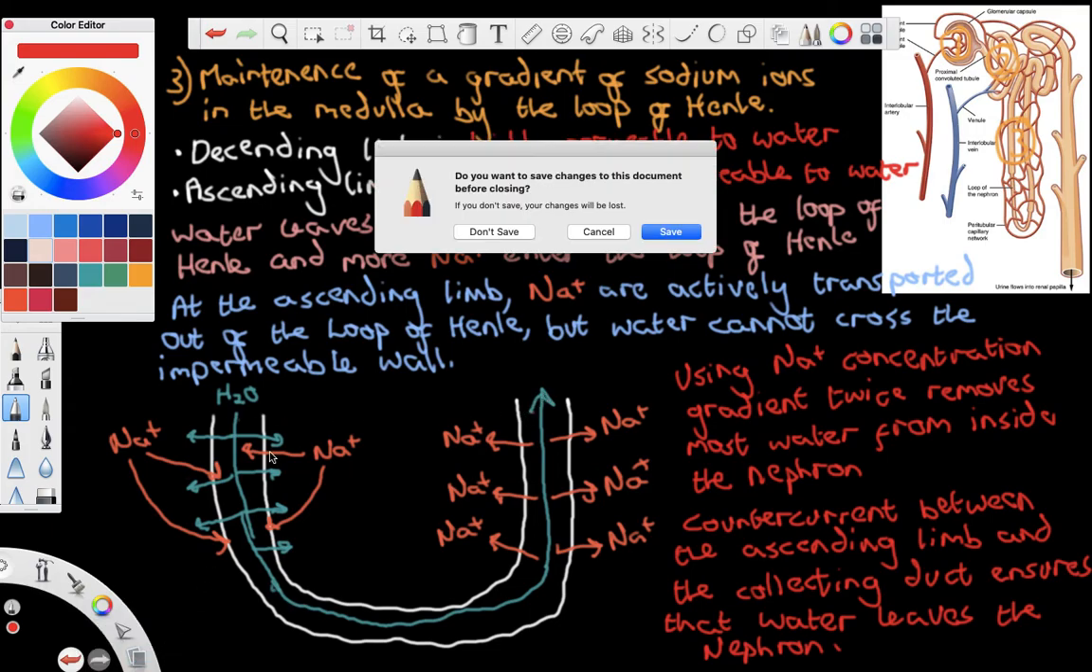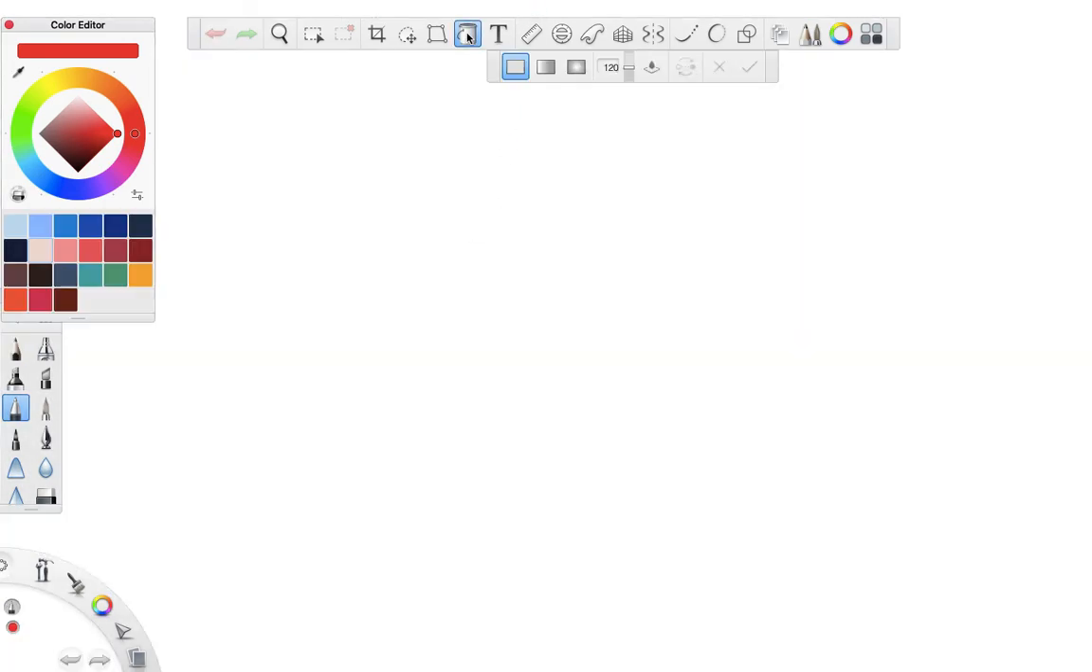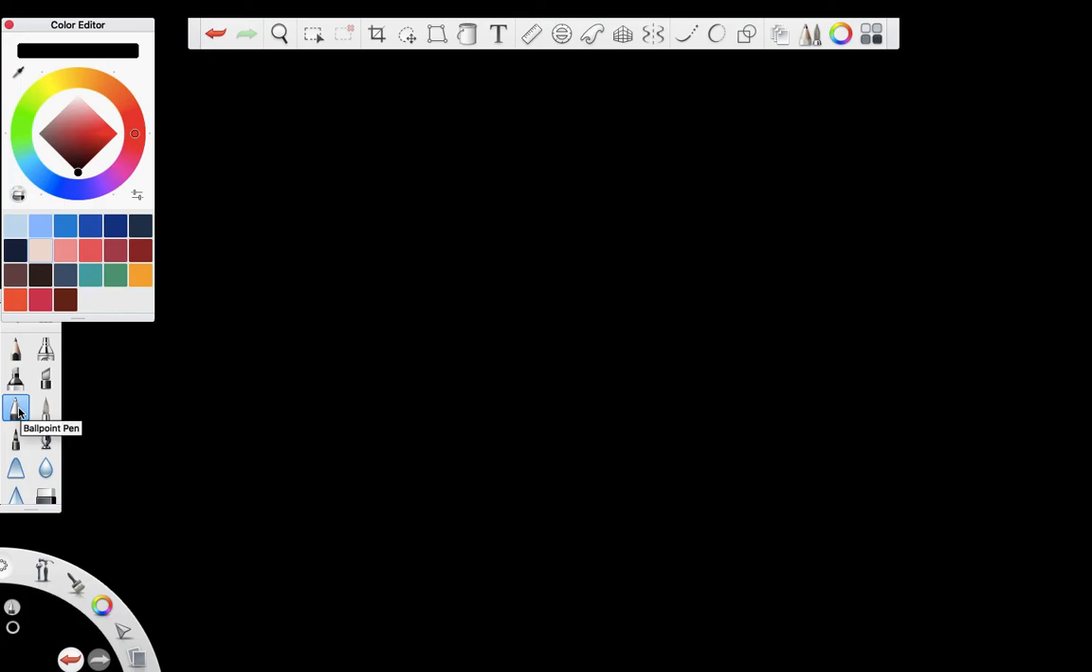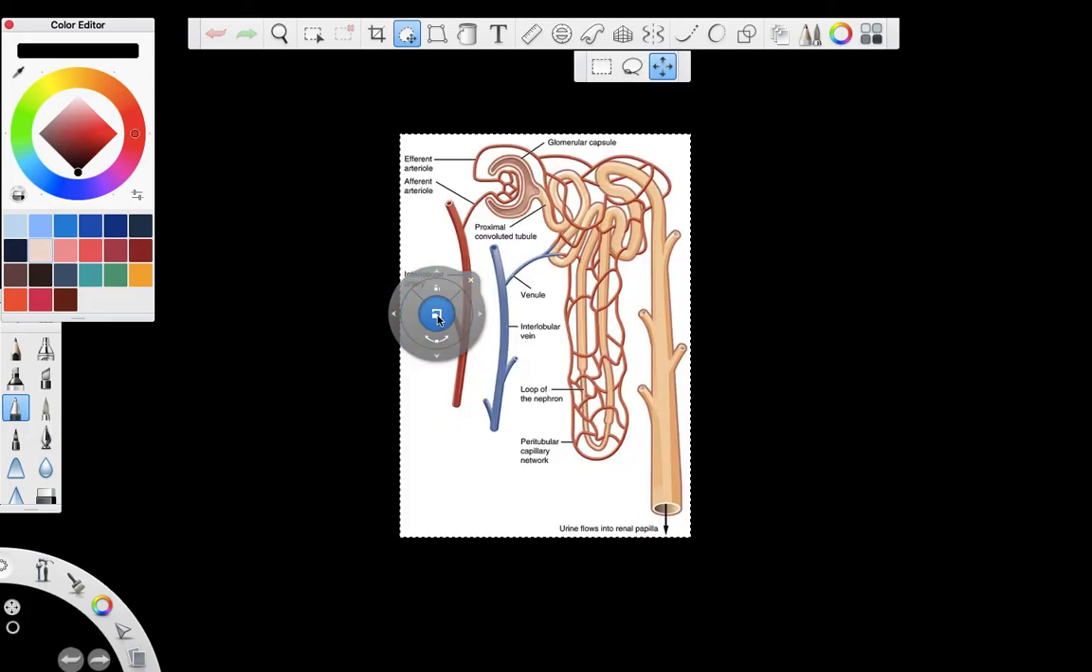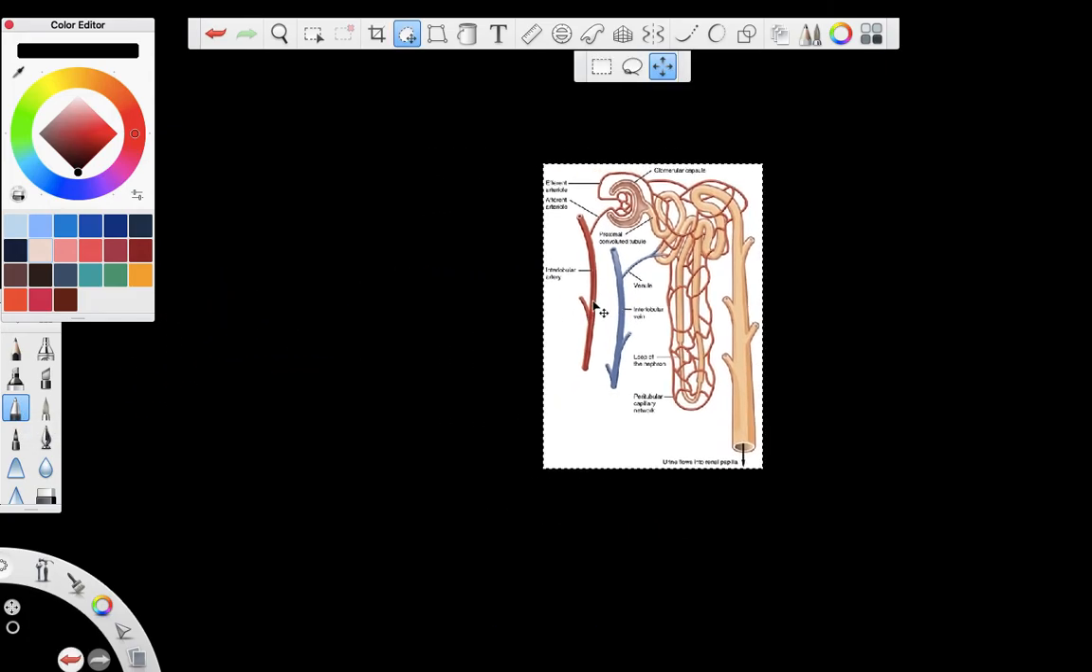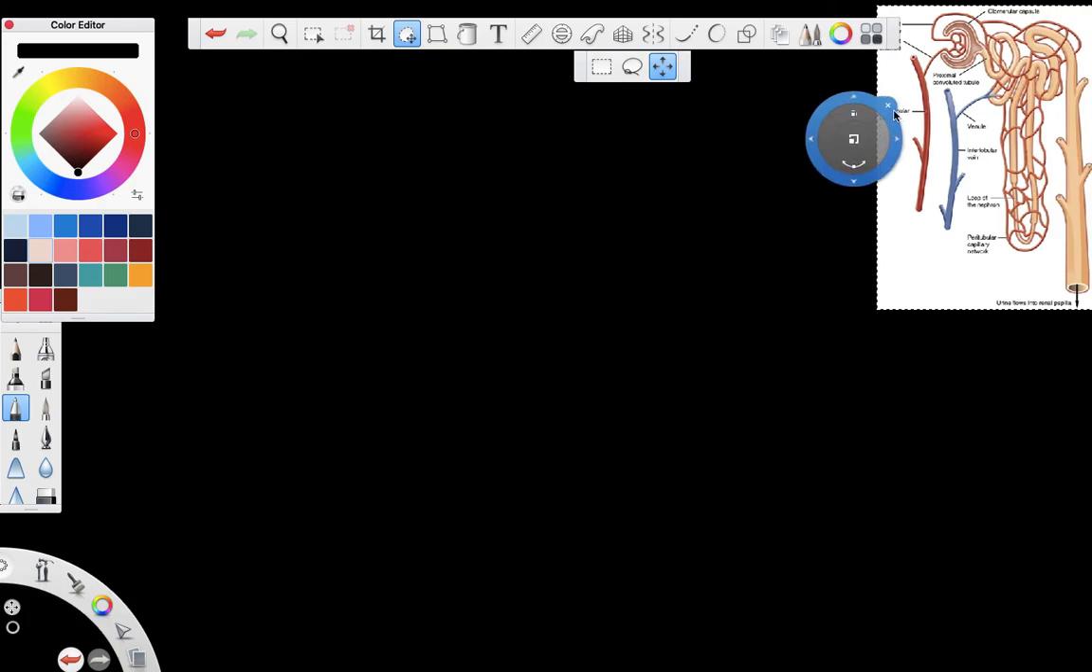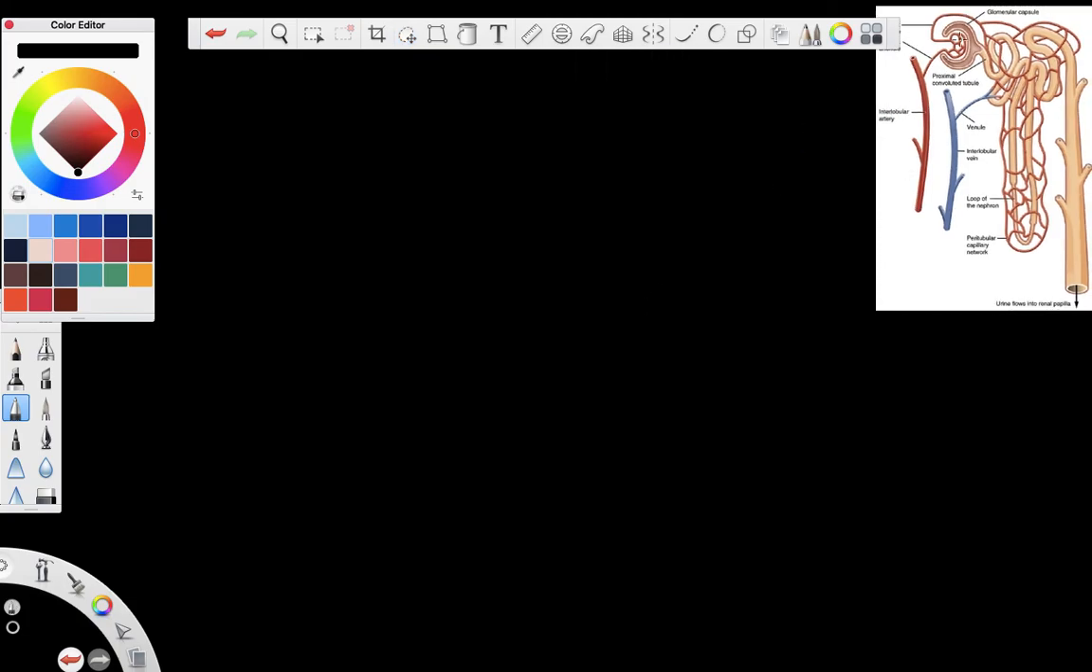Final bit for today, because I have spoken for ages, I am well aware of it, but this is what's on your spec, so there's not a lot I can do about that. Number 4. So we've had the formation of the glomerular filtrate at the renal capsule.